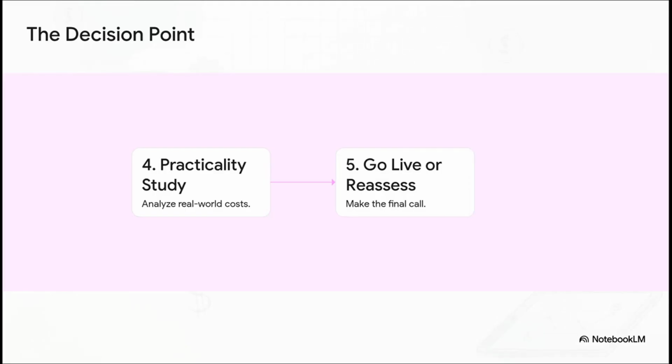So after that tough practicality study, you get to step 5, which is the big decision point. It's a fork in the road. You either have a model that's robust enough to go live with real money, or you've found some fatal flaws, and it's time to head back to the drawing board. No shame in that.